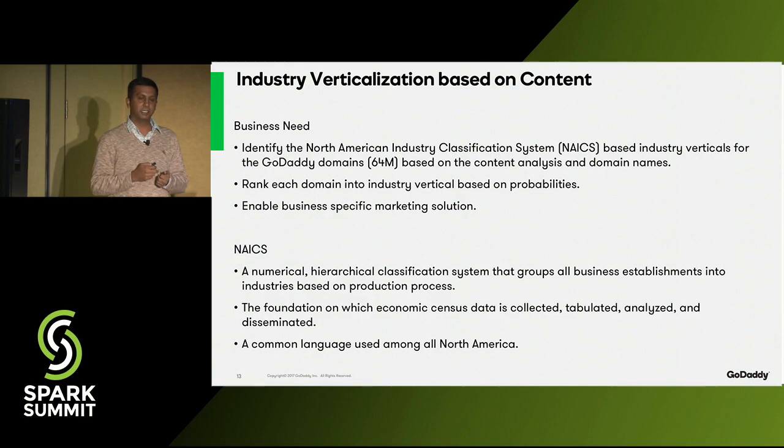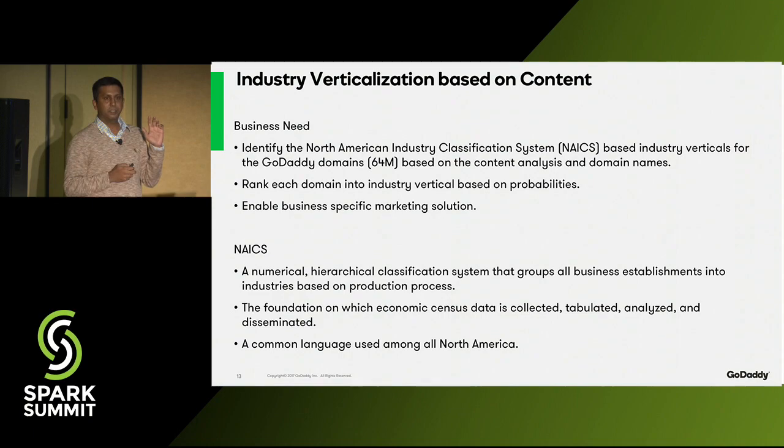Second thing is the industry verticalization. This is the main component of this customer success dashboard. So out of 64 million domains, almost 50% are active. So they have some kind of content on their website, whether they might be a blog, a small business, a medium-sized business, or a large enterprise. So we have the content of their website, and based upon that content, we identify the NAICS industry code. NAICS is the North American Industry Classification System. That is the industry standard in North America.